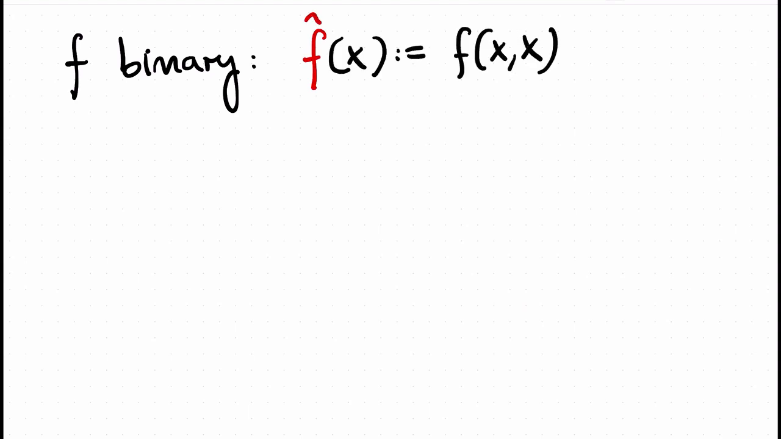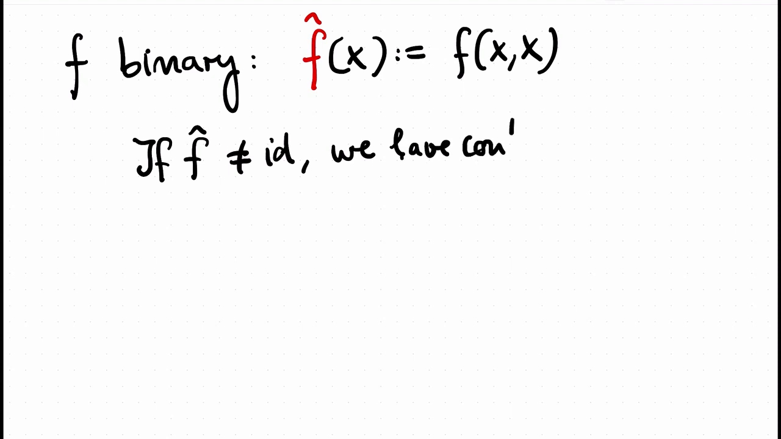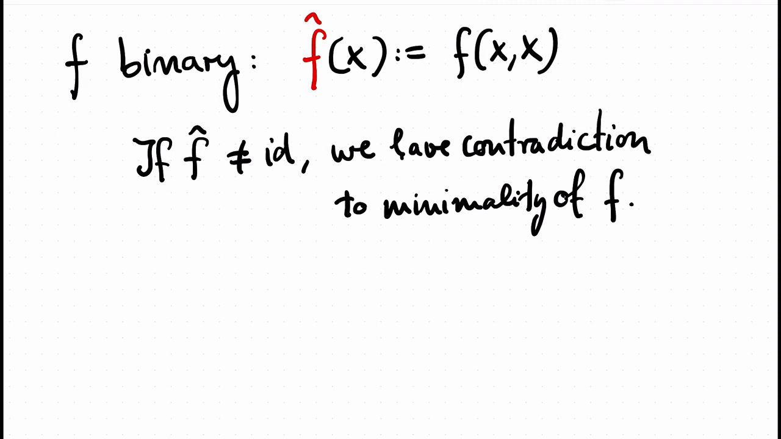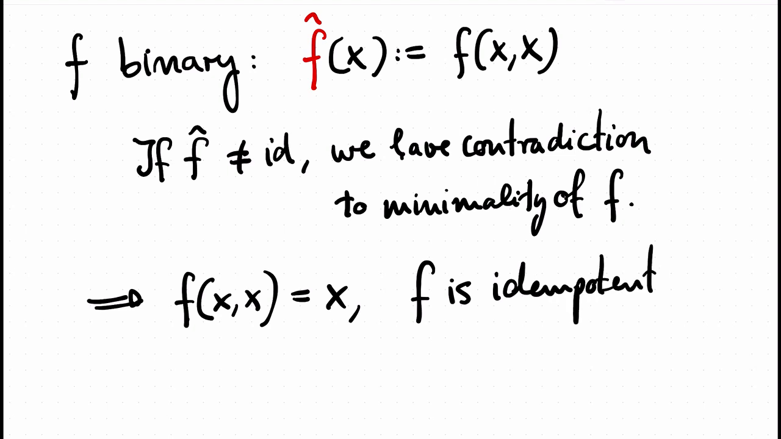If f is binary, then the statement is immediate. Consider the operation head f, which is the unary operation obtained from f by identifying all arguments. If head f is not the identity, then we have a contradiction to the minimality of f, because the clone generated by head f must contain a minimal operation, which is again unary. So we could have chosen this operation instead of f, contradicting the minimal arity requirement for f. So f of x equals x for all x, which is the definition of what it means to be idempotent.